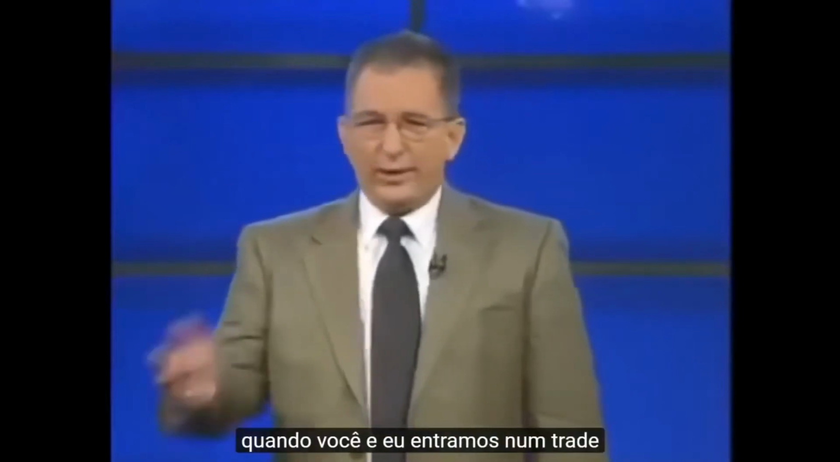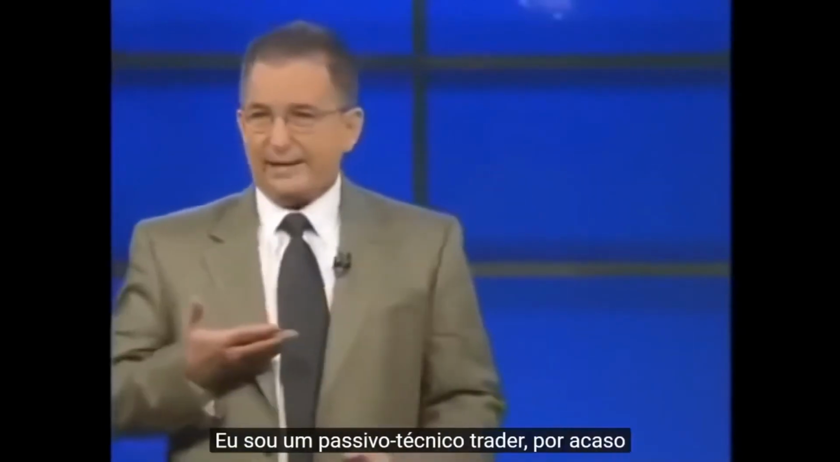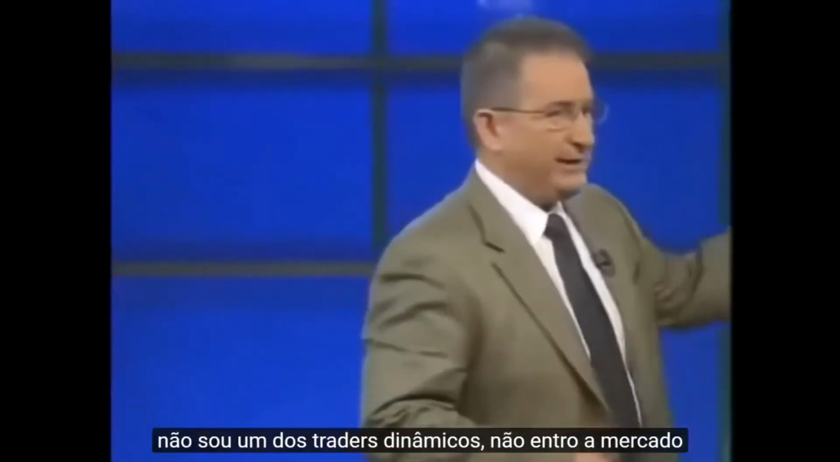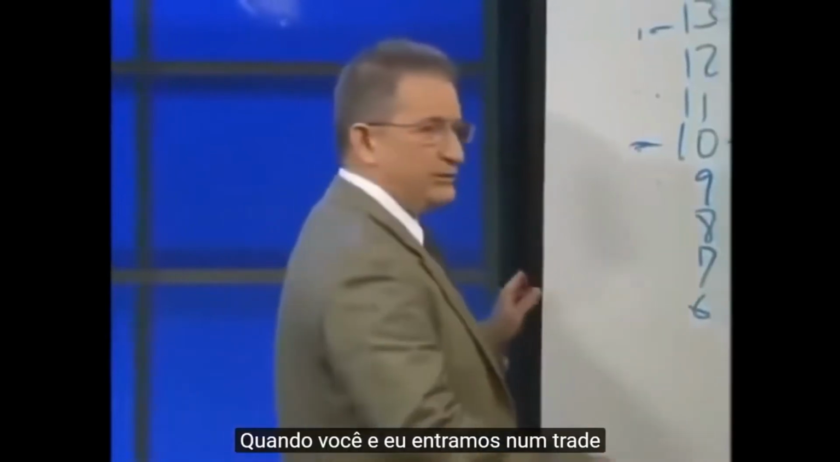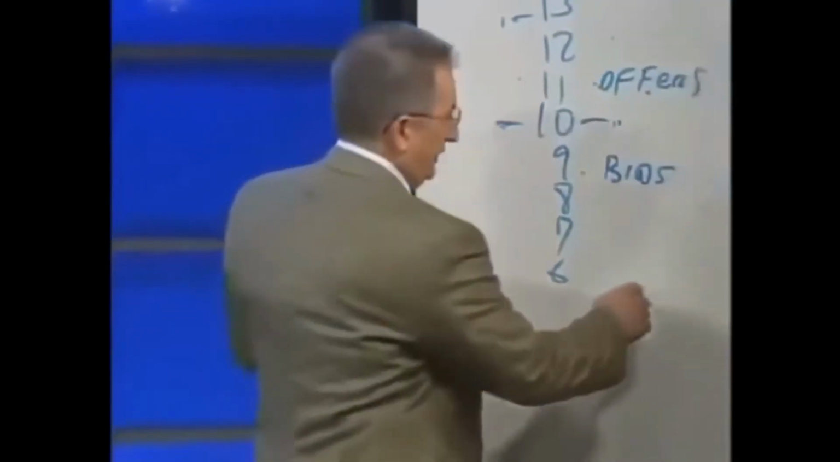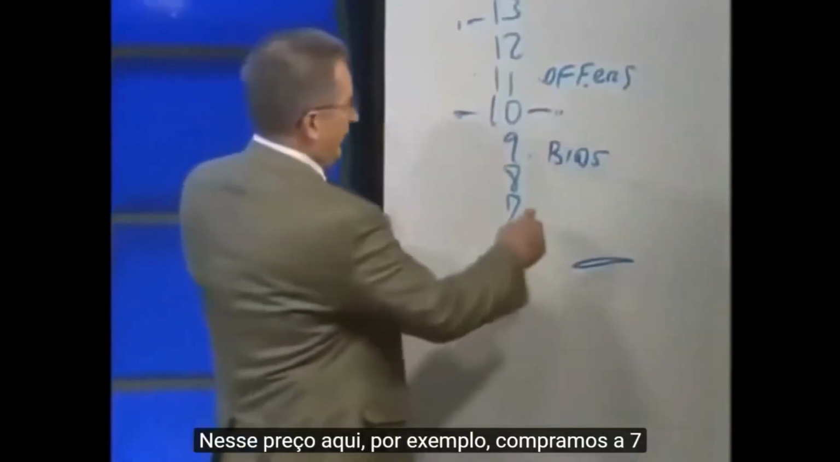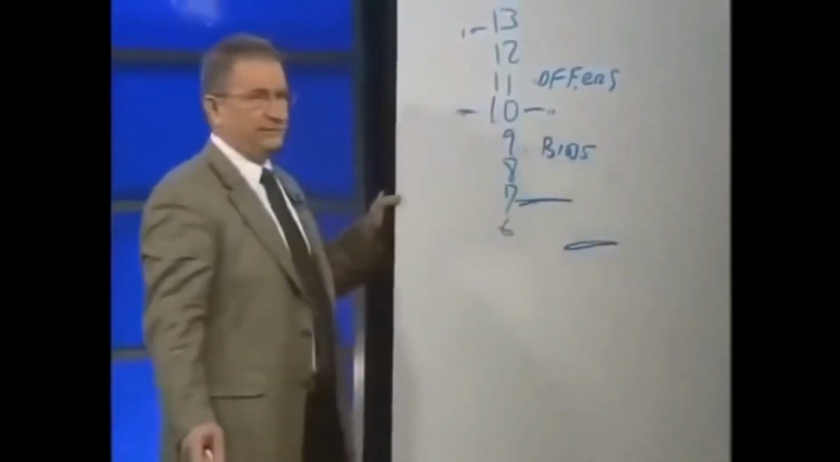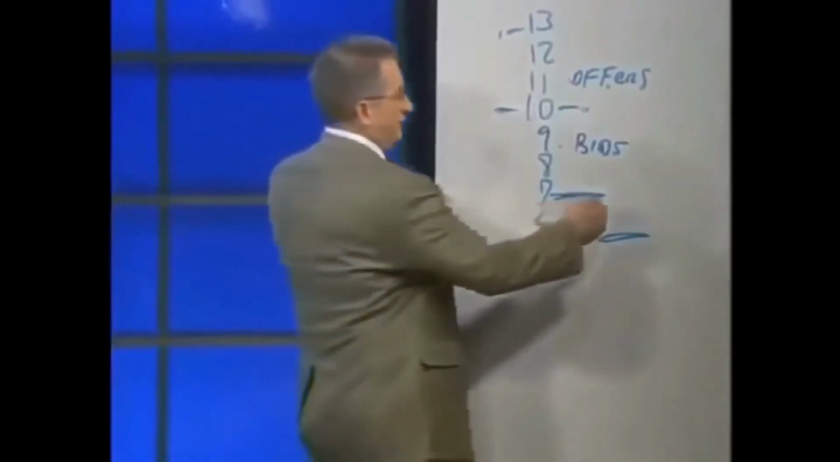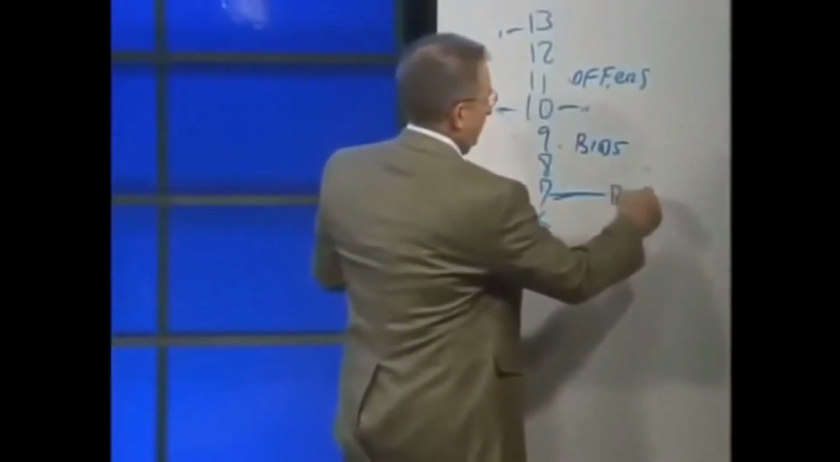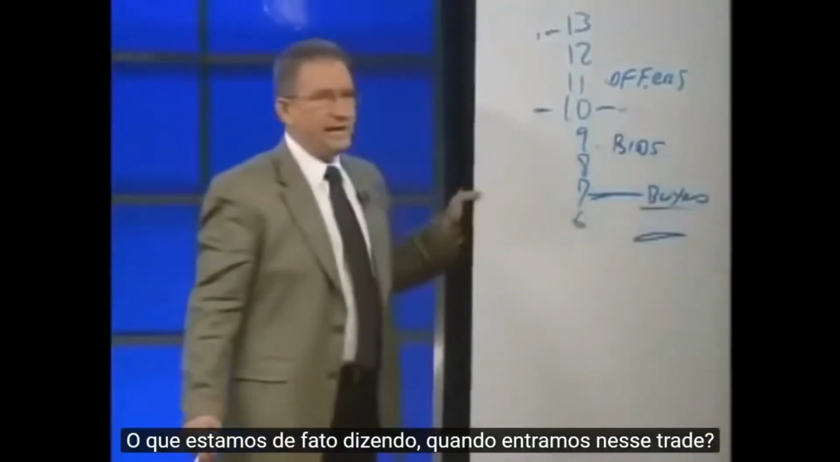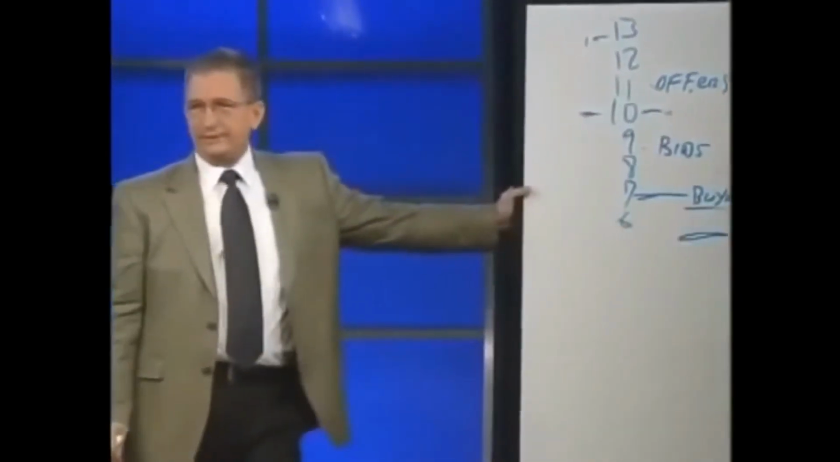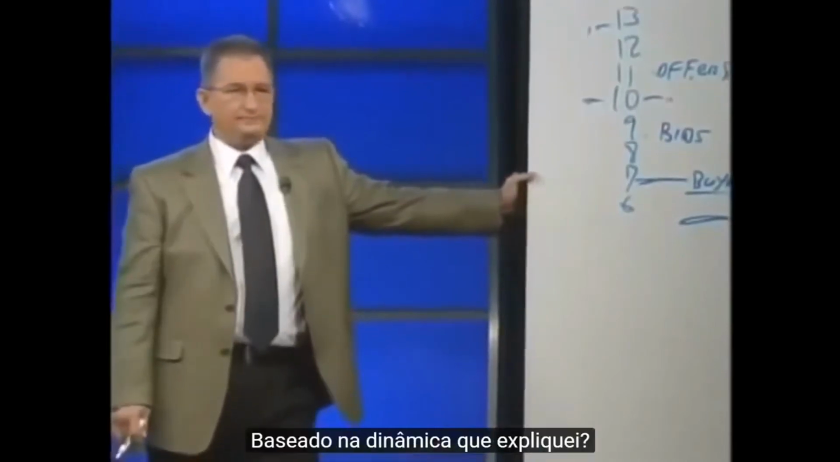In other words, when you and I get into a trade, and I am a passive technical trader, by the way, I'm not one of these dynamic guys. I don't bid markets up and offer them lower. When you and I get into a trade at this price right here, let's say we bought at 7, we're buyers at 7. What are we really saying when we get into that trade? Bottom line, what are we saying?